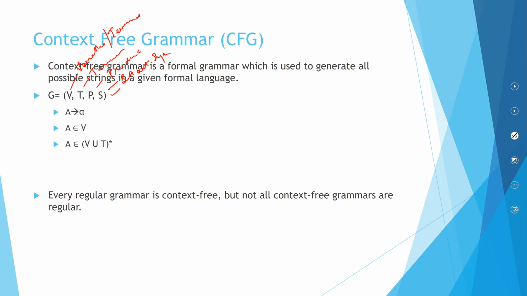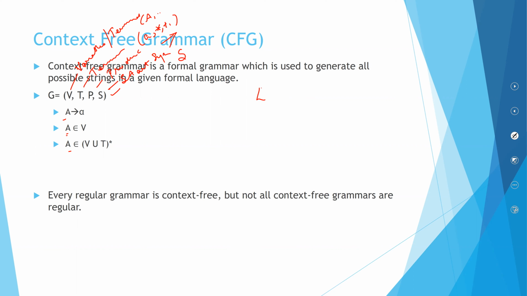Okay? Your variables will always be in capital letters. Your terminals will be in small letters, or it could even be symbols, plus, minus, and all that. Then you will have your production rules, which you will denote with an arrow. And your start symbol, you will normally denote with S. Now, context-free grammar takes a few conditions. We will see that with the help of an example.